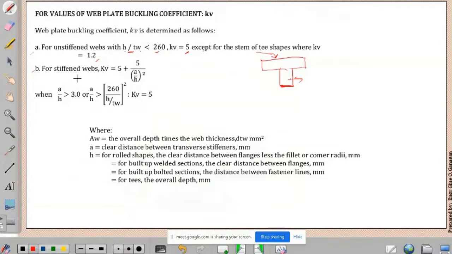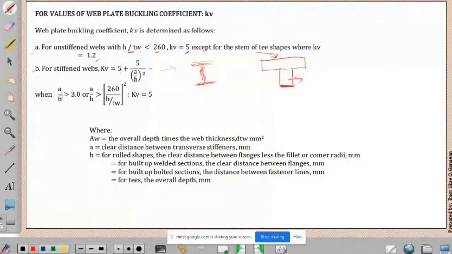And then for letter B, for stiffened webs naman, yung web natin dito is protected dito sa ating dalawa. Meron siyang dalawang support sa up and down. Kaya stiffened web tayo dito. Okay? So for the stiffened webs, ang Kv natin is computed by this equation. 5 plus 5 over a over h squared. Okay? Ito yung Kv natin.